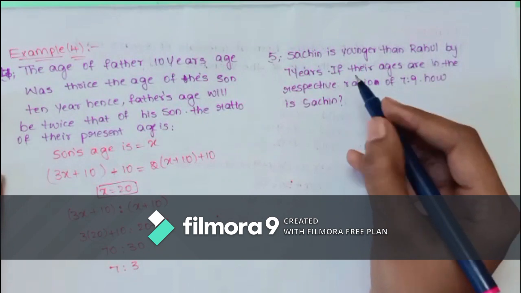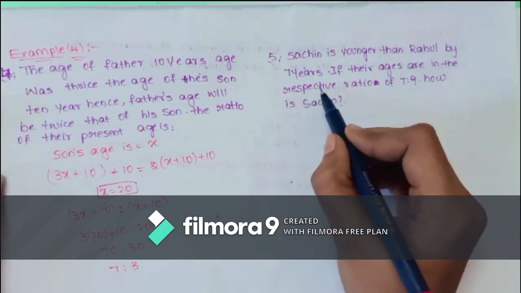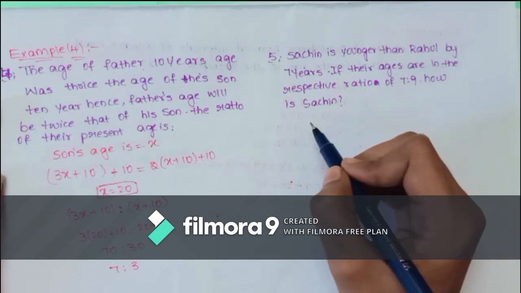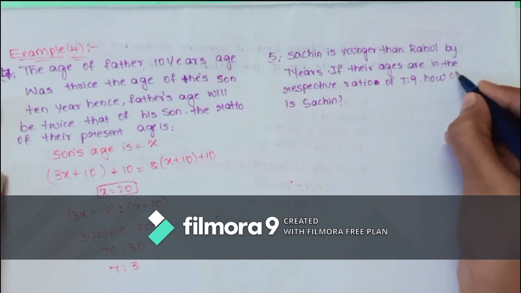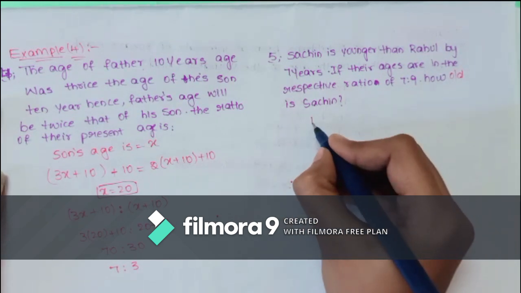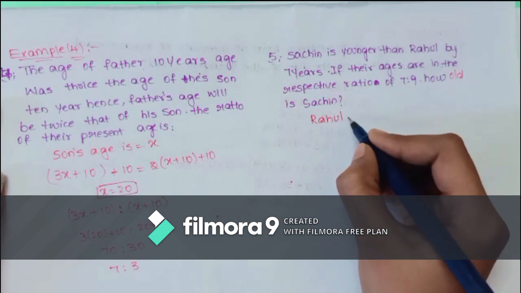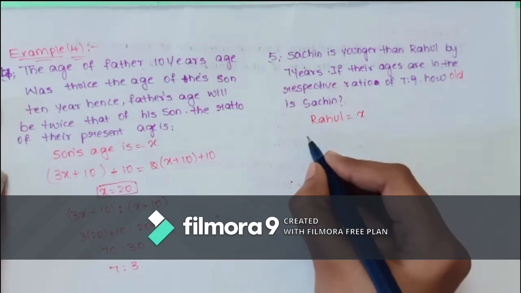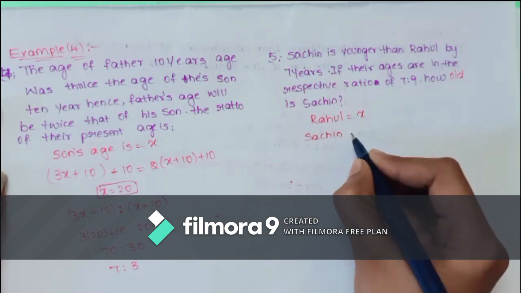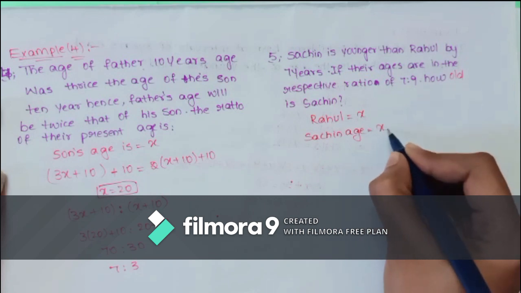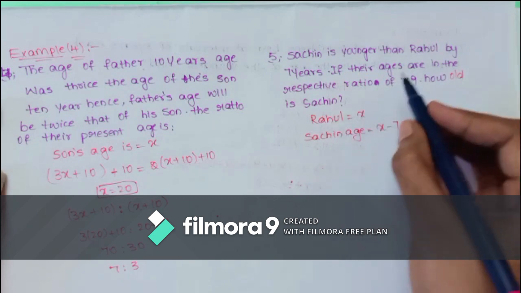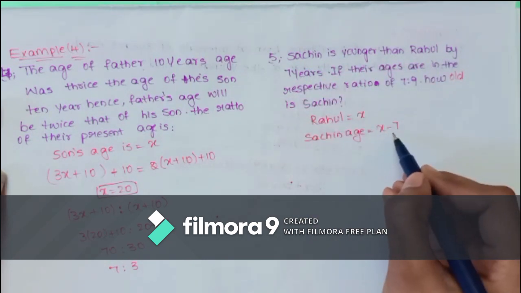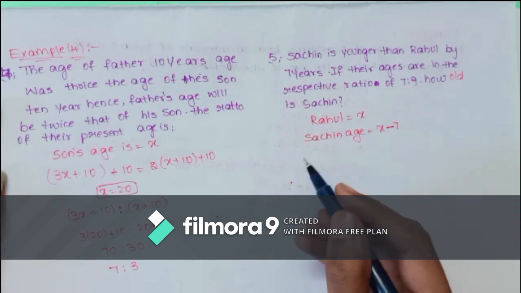Now, fifth example. Sachin is younger than Rahul by 7 years. If their ages are in the respective ratio 7:9, how old is Sachin? Now, Rahul's age is x because they did not include his age in this question. Sachin age is equals to x minus 7 because Sachin is younger than Rahul by 7 years. So if they gave younger, we should write minus here.